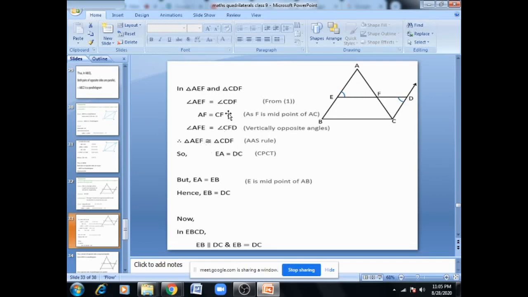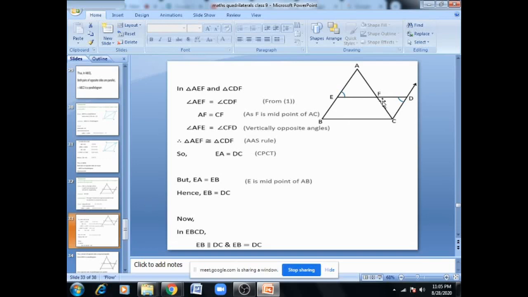So now in these two triangles we have proved two angles are equal and one side is equal. So the angle-angle-side congruency axiom will be applied here to prove these two triangles as congruent triangles. So we can say triangle AEF is congruent to triangle CFD because this angle is equal to this angle, this angle is equal to this angle, and AF is equal to FC.